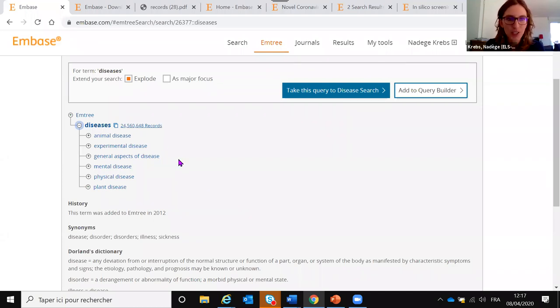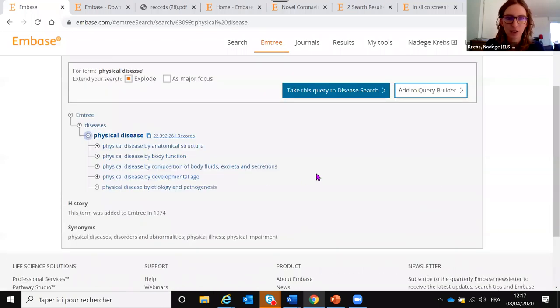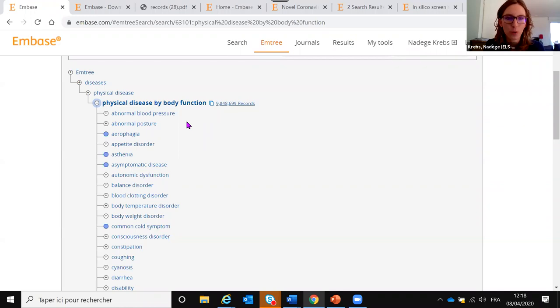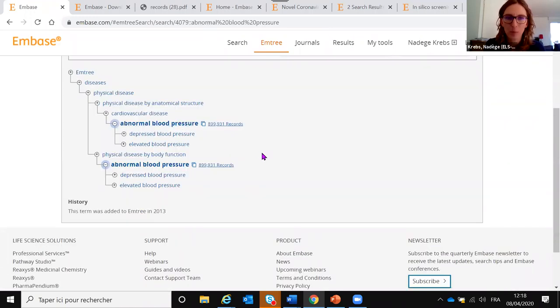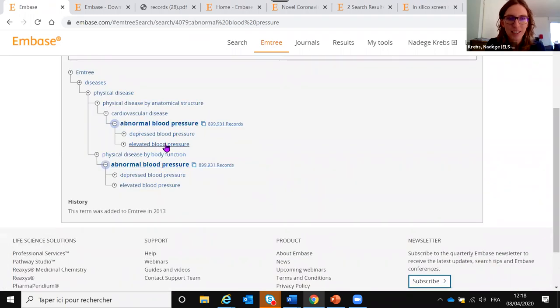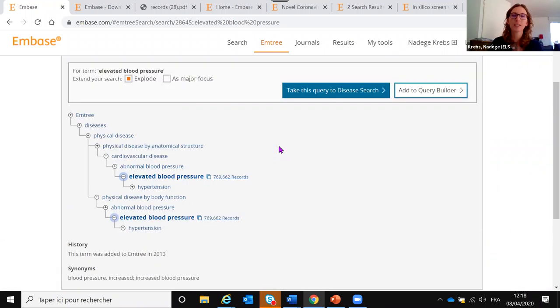Is it animal disease, experimental disease, general aspects, mental disease, physical disease, plant disease? Let's say I want to see what is in physical disease. So I click on physical disease. Is it physical disease by anatomical structure, by body function, by composition, by etiology and pathogenesis? So I can say physical disease by body function. What is in here? Is it disease due to abnormal blood pressure? Yes, okay, what can they be? Well, it's either high blood pressure or low blood pressure disease. If it's low blood pressure disease, it's hypotension. And if I go back up and say physical disease by abnormal blood pressure, and say it's the high blood pressure, then it will be hypertension. So it's kind of navigating through the dictionary when you don't know exactly what would be the good term to use. Okay, thank you. Very, very clear.